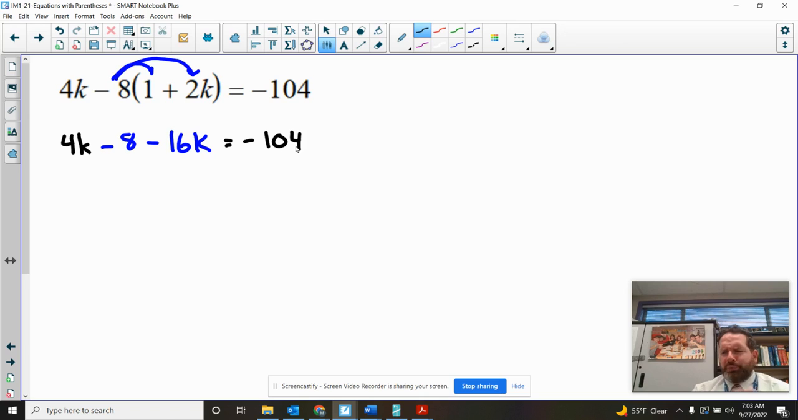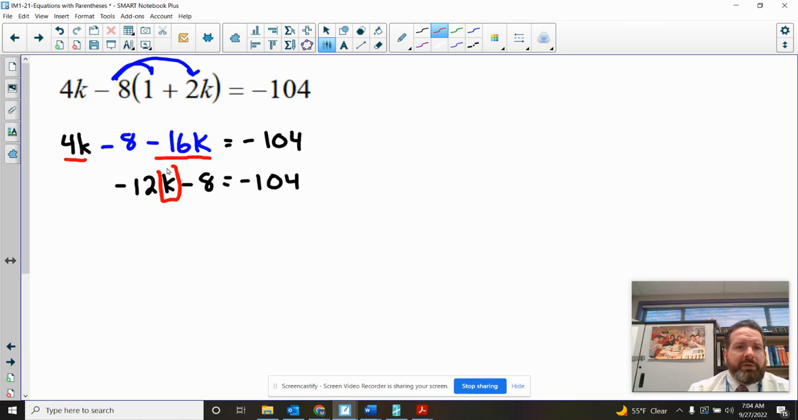Now, this is a little unusual. We're not used to seeing k's in two different spots on the same side of the equal sign. When that happens, you're just combining like terms. So take this 4k, and you're going to subtract this 16k. They're on the same side of the equals. We're just putting them together. 4k's minus 16k's leaves you with -12k's. This -8 stays a -8 with the -104 on the other side.